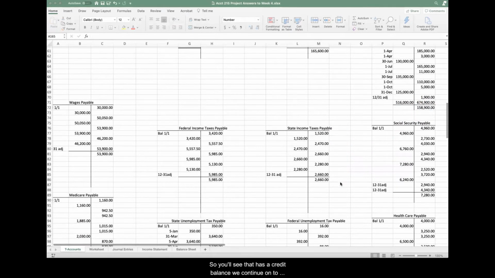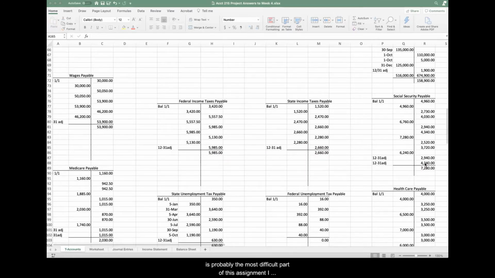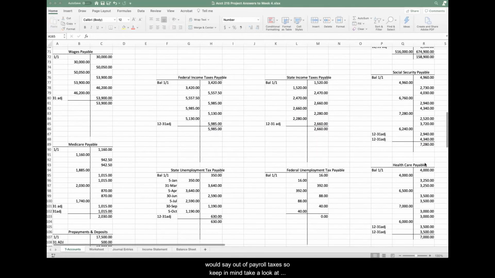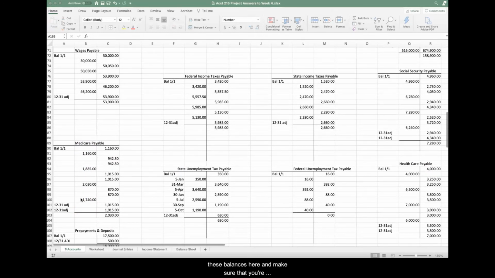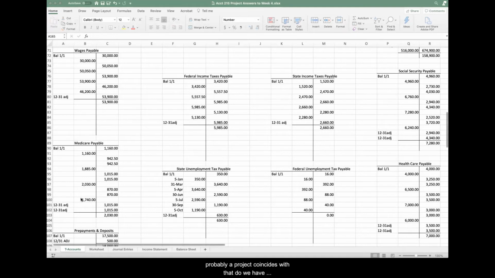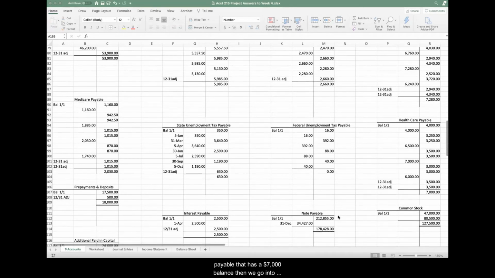We continue on to wages payable, federal tax payable, all of your state income taxes, your Social Security payable taxes. And this is probably the most difficult part of this assignment, I would say, are the payroll taxes. So keep in mind, take a look at these balances here and make sure that your portfolio project coincides with that. So we have the Medicare payable, the state unemployment tax payable, federal unemployment tax payable. It has zero because we're just a pass-through entity for that as the company. So that gets paid. And then we have healthcare payable that has a $7,000 balance.